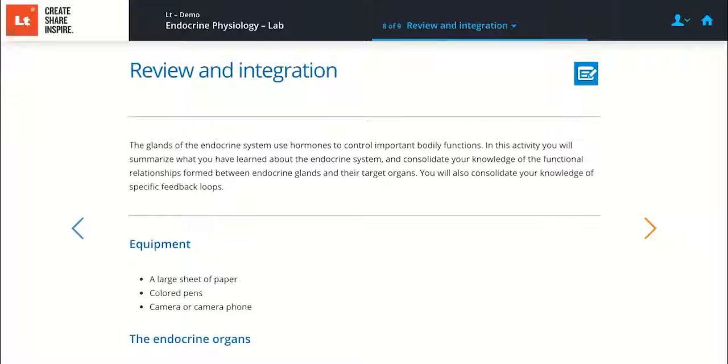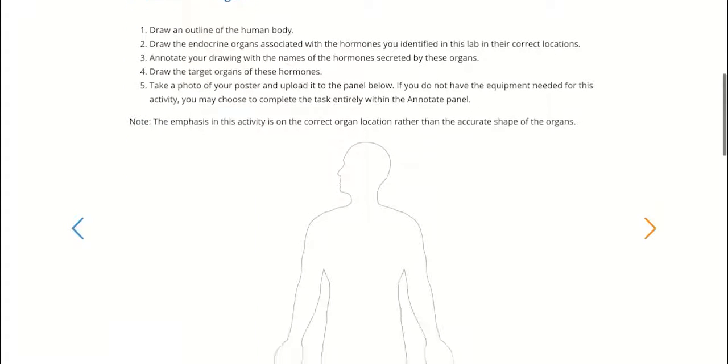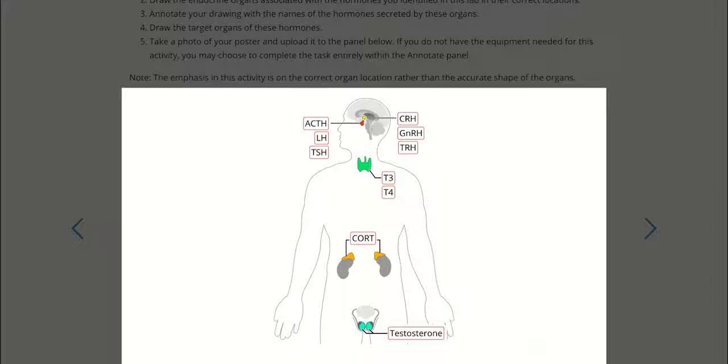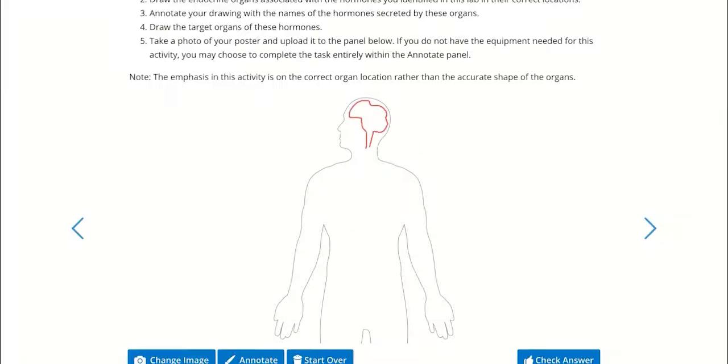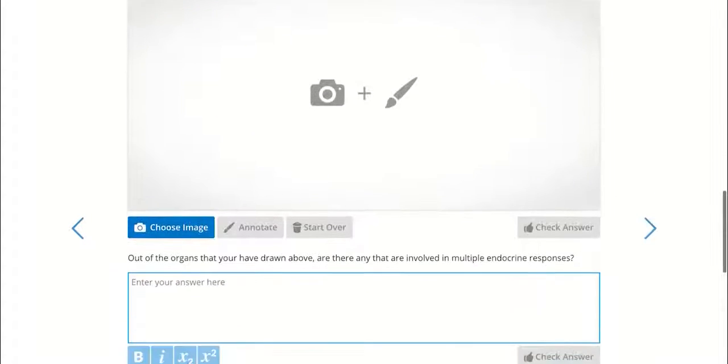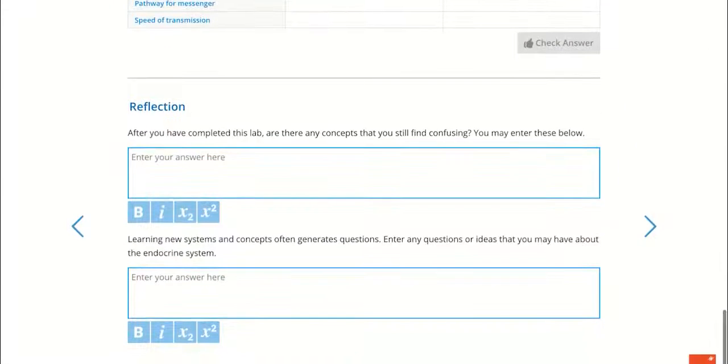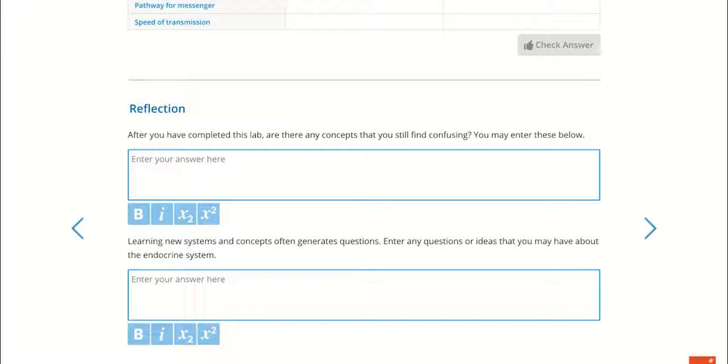Finally, the review and integration page helps students create diagrams that summarize the functional relationships formed between hormones and endocrine glands. The lesson concludes with reflective questions asking students to evaluate their own learning process and consider which areas they need to explore further.